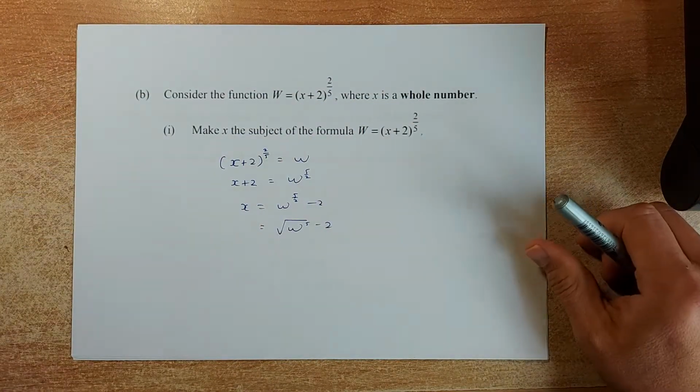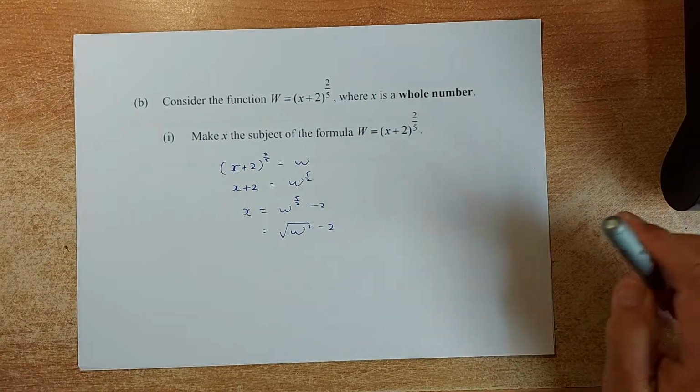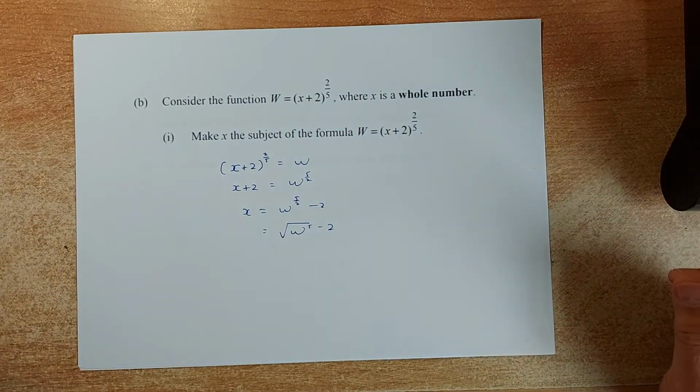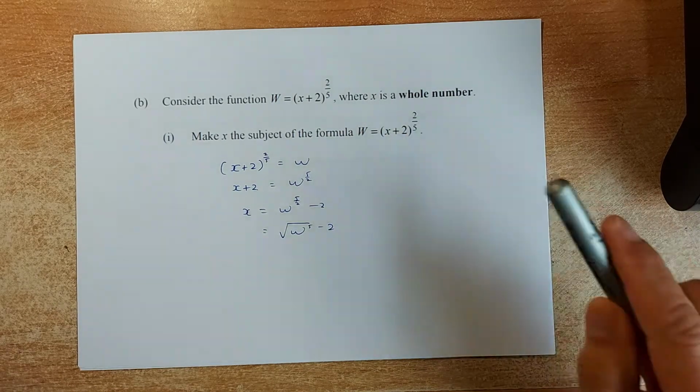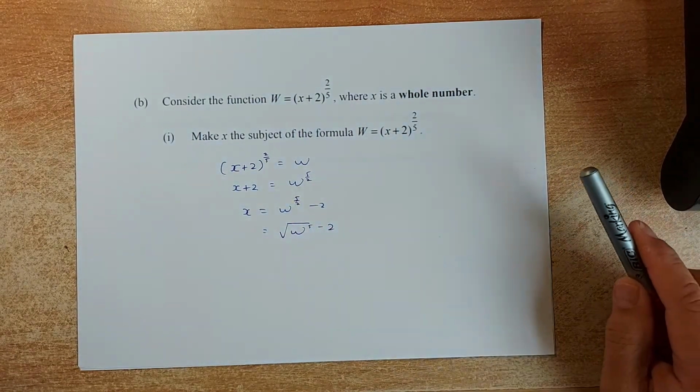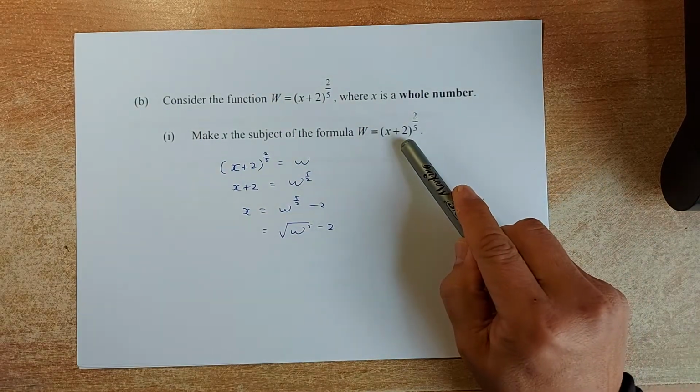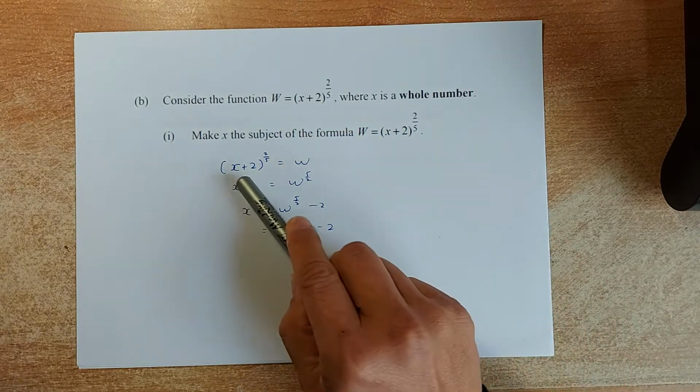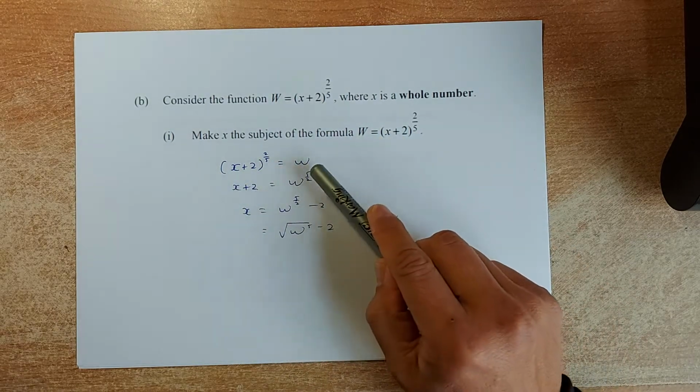Now the second question in question 3. You are given this equation, w equals (x plus 2) to the power of 2 over 5, where x is a whole number. You have to make x the subject of the formula. So this is the equation. The first thing, to make x the subject, I swap the equation around. So (x plus 2) to the power of 2 over 5 equals w.